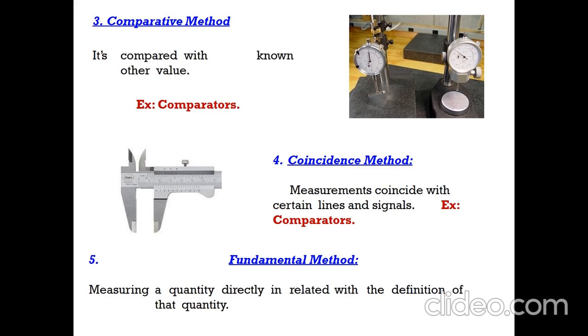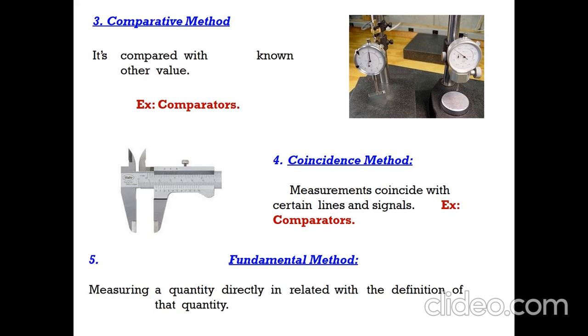So next one, the coincidence method. It's a differential method of measurement in which very small differences between the value of the quantity to be measured and the reference are determined by the observation of the coincidence of certain lines or signals. For example, measurement by the vernier caliper or micrometer. So next one, the fundamental method.